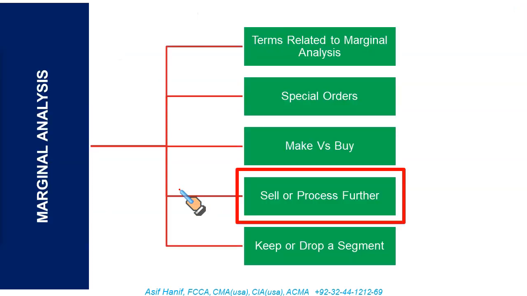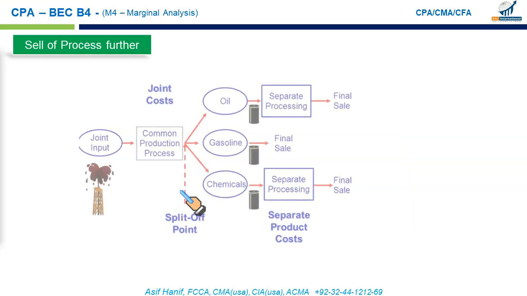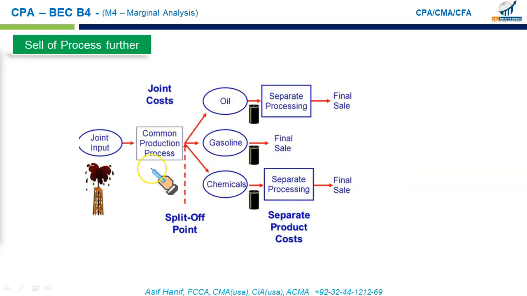Now we have sell or process further. Sell or process further. Now this is relevant to the joint costing system. Let's say we have a joint input, and through a common production process, up to the split off point, we generate these three common products, joint products: oil, gasoline, and chemical. So we have discussed in detail, joint costs are the cost of a single process that gives us multiple products like oil, gasoline, and chemicals after the split off point. So the cost incurred up to the split off point is called joint cost.